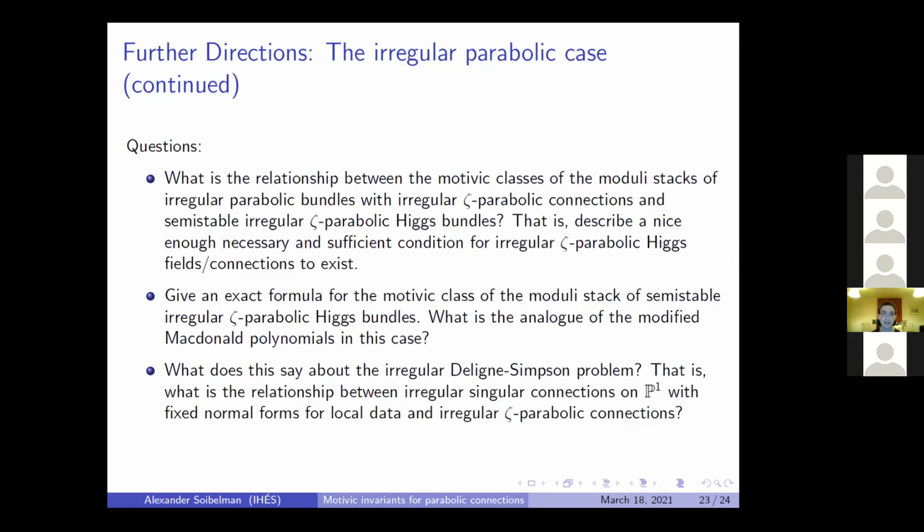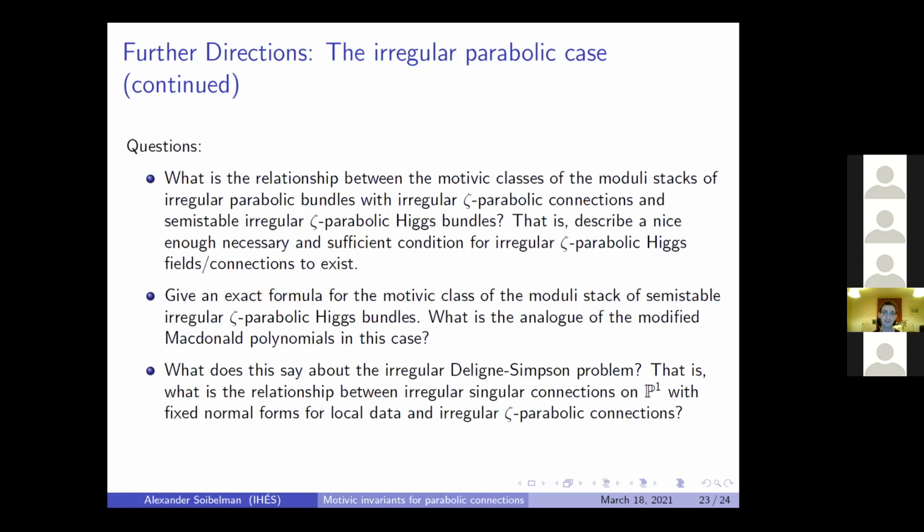And then again, the computation for the actual moduli stack of semi-stable irregular zeta parabolic Higgs bundles is also trickier. So there's something that should go in the formula in place of the modified Macdonald polynomials, but we're not exactly sure what. And finally, you can also try to relate this to the Deligne-Simpson problem, but not the Deligne-Simpson problem I mentioned earlier, rather an irregular version of that.